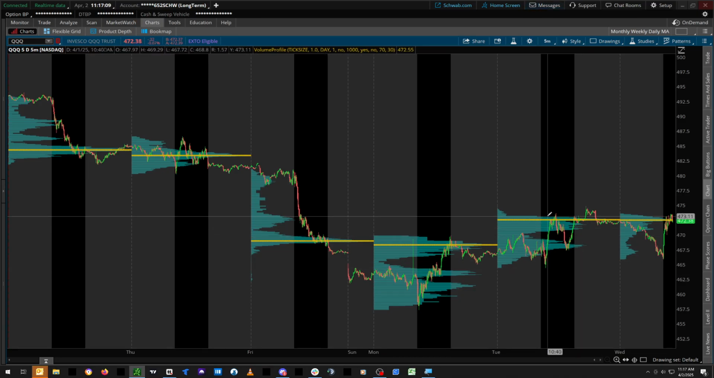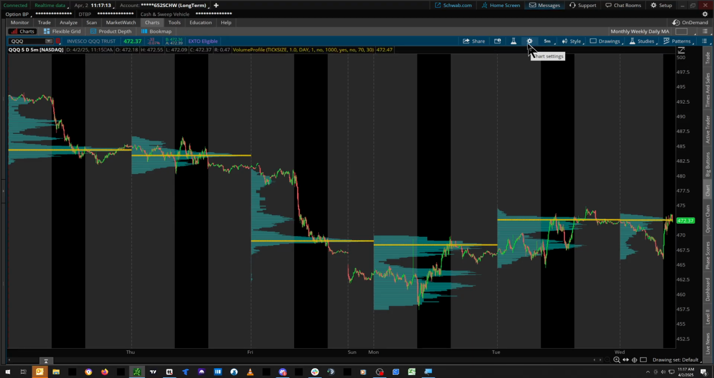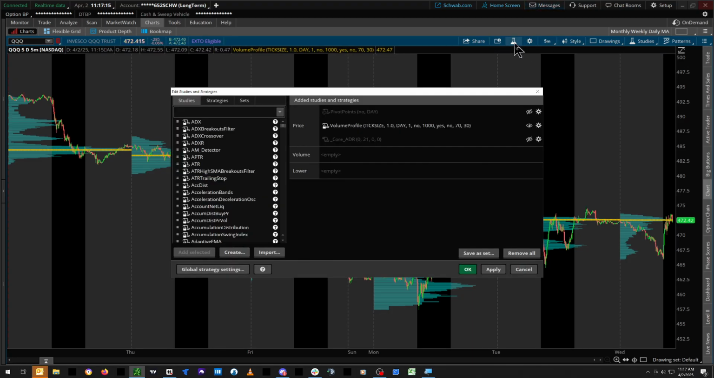Volume profile. Now, first of all, let me show you the settings here. This is a little bit harder to set up on TradingView, because TradingView has got 5 million volume profile things. They've got visible range, volume profile, this, that, and the other. This is a lot easier for me to do on Thinkorswim.